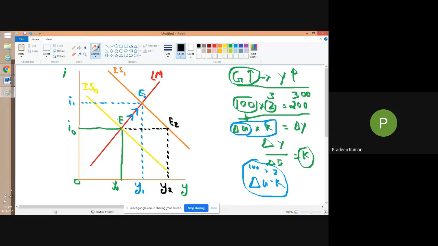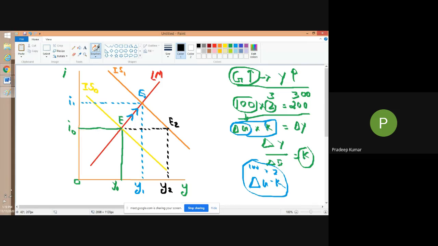Now we increase the government spending, and this increase can be shown as a parallel upward shift of the IS curve, from IS0 to IS1. A new equilibrium is established at point E1, where the shifted IS curve IS1 cuts the LM curve. At the new equilibrium point, income has gone up from Y0 to Y1, and the interest rate has also increased from I0 to I1. This is what happens as a result of the upward shift in the IS curve.